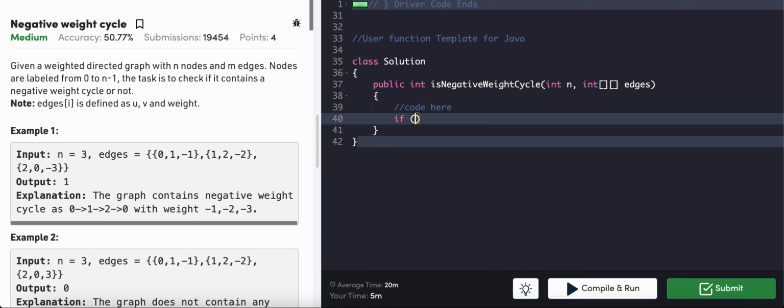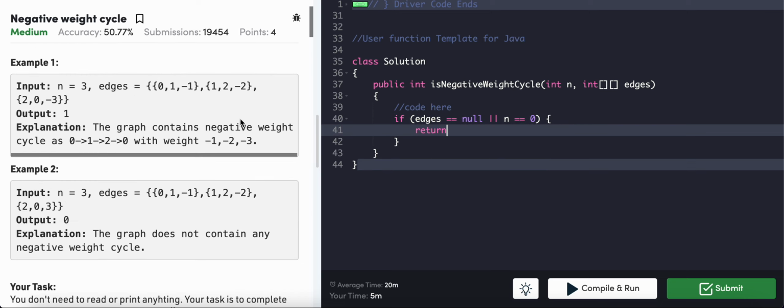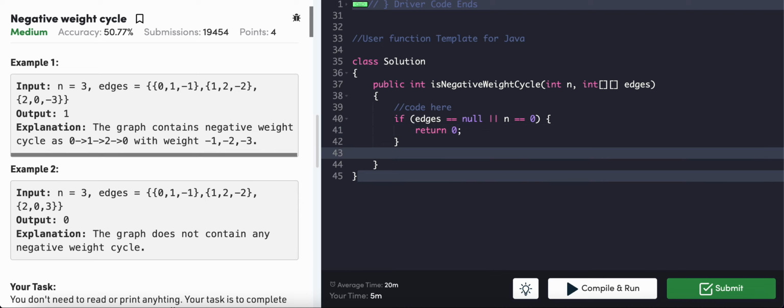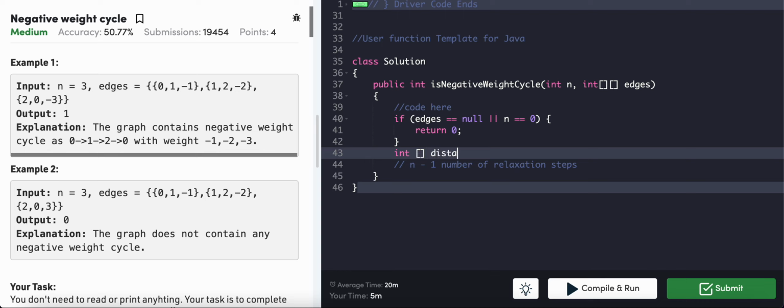So if edges is equal to null, or n is equal to 0, let's say if it is 1 means there is a cycle. So no cycle, no graph, nothing. So our relaxation step, sorry, I said reflection step before, but it's a relaxation step. So we need to do n-1 number of relaxation steps.